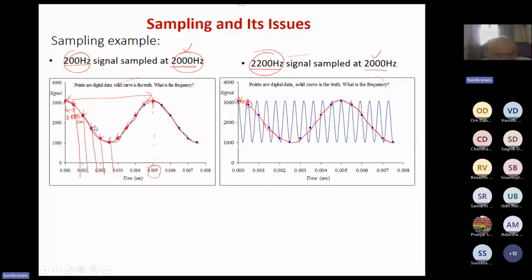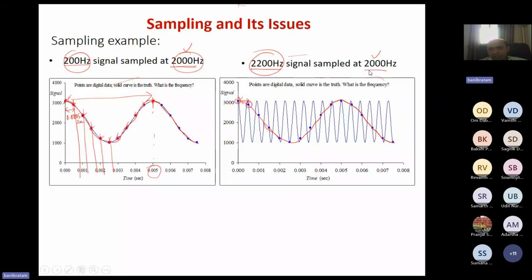Now you can compare. In the previous case, this red line and blue line were matching each other. That means after processing, when I convert it back into the analog signal, I am successfully able to reconstruct the signal. But in this case, I am no more able to reconstruct the original signal back. Because you can see this red signal has a completely different frequency with respect to the blue signal. Why is it happening?